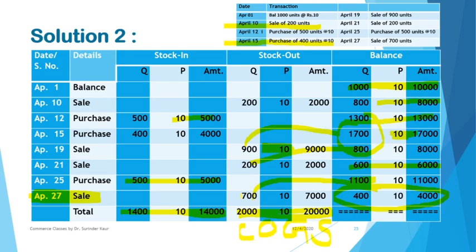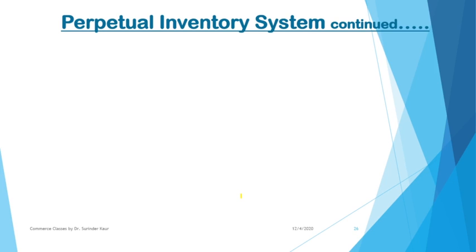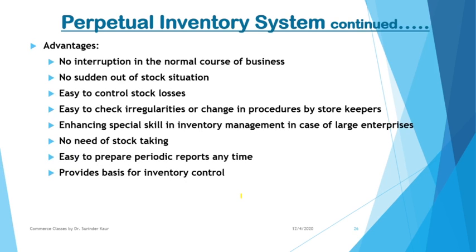Now there is nothing here because the balance is already there. So nothing for updation. We cannot total it because it is a balancing column. The system has a lot of advantages. There is no interruption in the normal course of business. There is no hidden sudden out-of-stock situation, because you always know the stock. It is easy to control the stock losses. It is easy to check stock irregularities. You can enhance your skills in inventory management. There is no need of stock taking as such in this system. It's easy to prepare reports anytime, no cost involved, and you have a basis for inventory control.